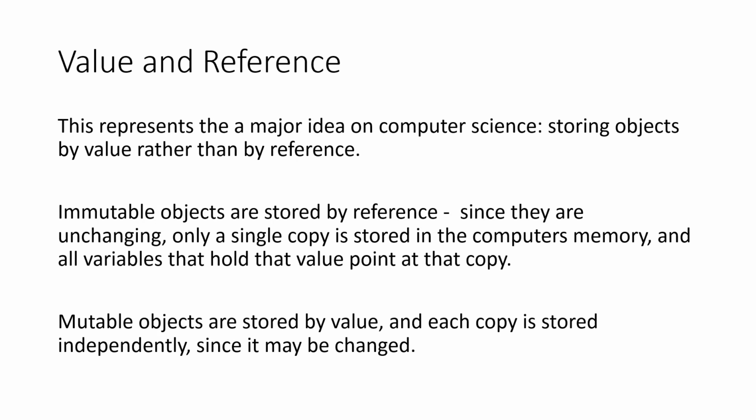With mutable objects, they are stored by value, and each copy is stored independently since it may be changed. This has the effect of making mutable objects take up quite a bit more memory than immutable objects. And this is one of the nuances that may come into play later on when you start writing more complex and larger programs: how do you make use of a limited amount of memory, such as you might see on a smartphone or an embedded processor. Most modern desktop and laptop computers have plenty of memory, but not every system does. And so depending on your program, you might need to make changes in terms of how you store variables.